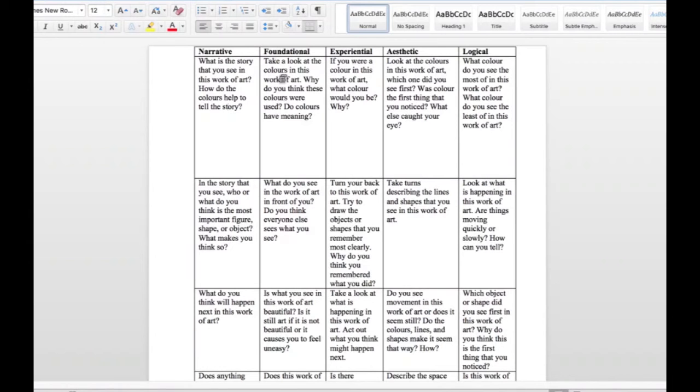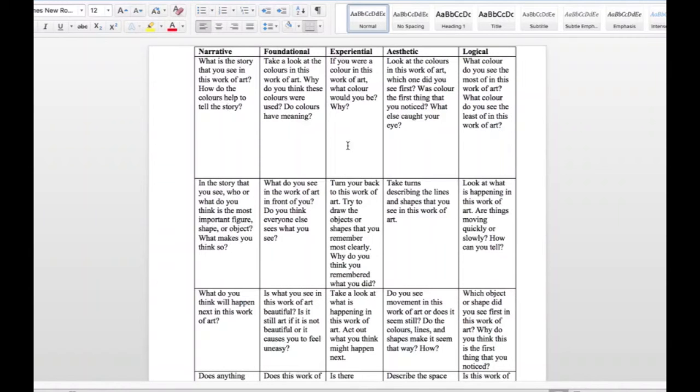So then moving on, the foundational entry point, for example, asks us to look really at the big questions, and it's a more philosophical entry point. So for example, here in the light of the artwork, look at that first question, which asks, take a look at the colours in this work of art. Why do you think these colours were used? Do colours have meaning? And then, for example, you might think as well, in the experiential, if you were a colour in this work of art, what colour would you be?